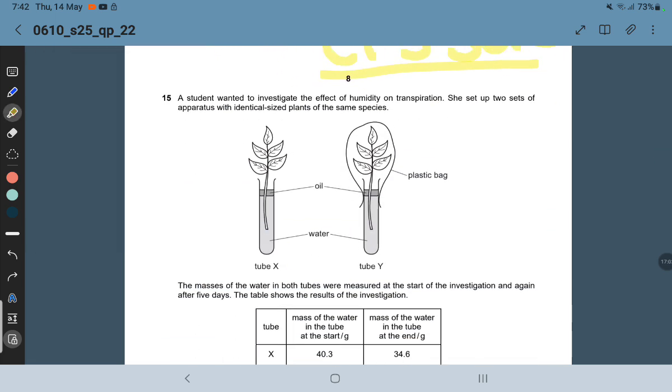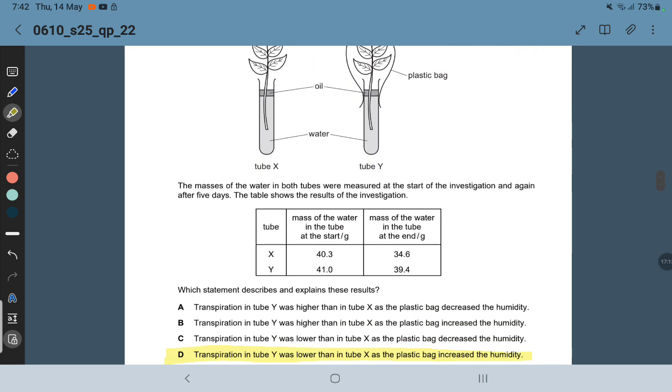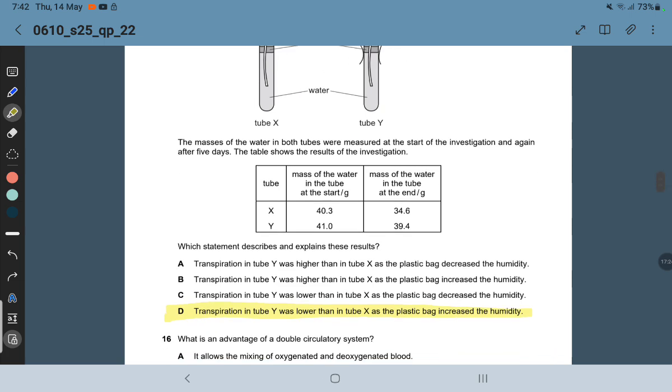It's telling you here, 15, a student wanted to investigate the effect of humidity on transpiration. She sets up two sets of apparatus with identical sized plants of the same species. The masses of water in both test tubes were measured at the start of the investigation, and again after 5 days. The table shows the result of the investigation. Which statement describes and explains the result?